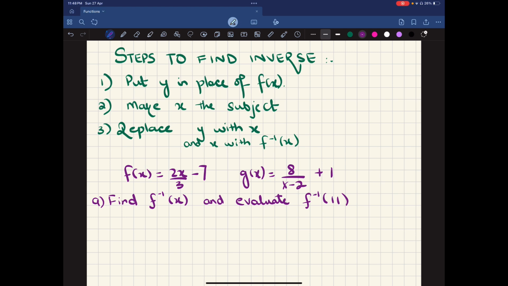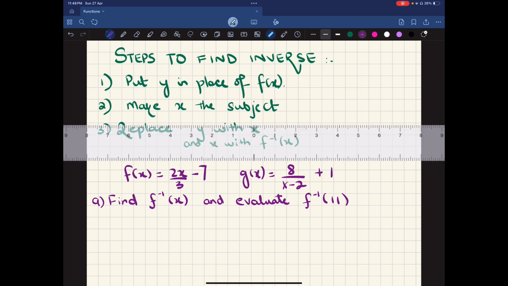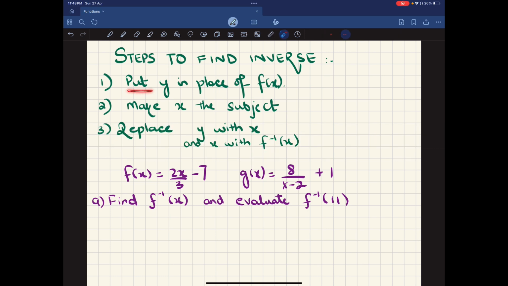Okay, so what is the first step? The first step is that you need to put y in place of f of x. So step 1, y in place of f of x would give you y equals 2x over 3 minus 7. Okay, so what is step 1? We've simply replaced f of x with y, and the rest is exactly the same. Now you need to make x the subject. Okay, so let's make x the subject.